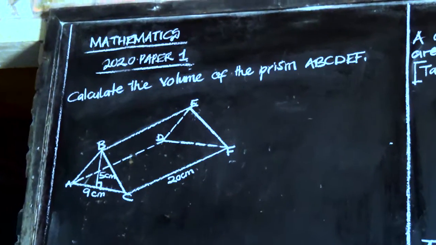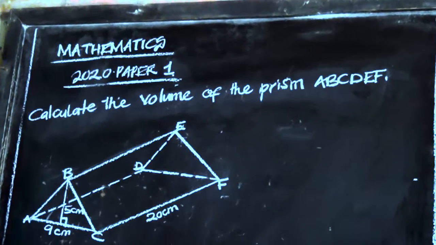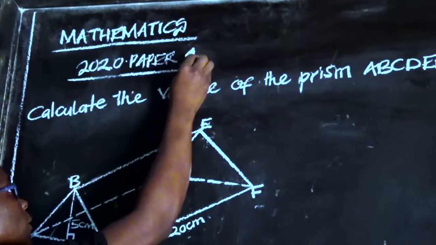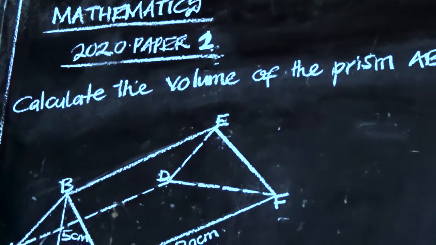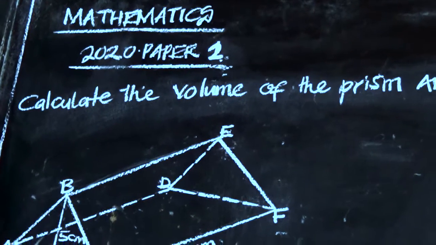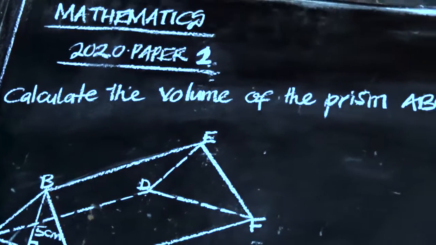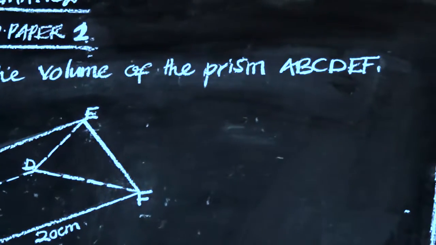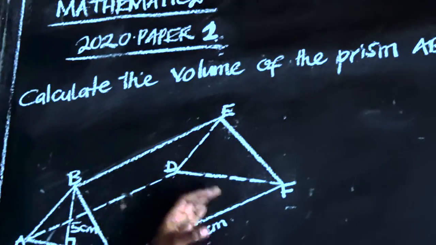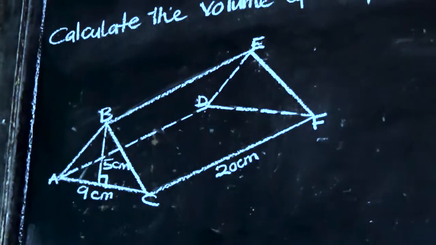Okay, now let us look at this one, which is paper 2. Hey, can you be quiet, people? Let us move on. This one is paper 2, 2020, and it is also on mensuration, right? They are saying calculate the volume of the prism A, B, C, D, E, F. They want the volume of this triangular prism.